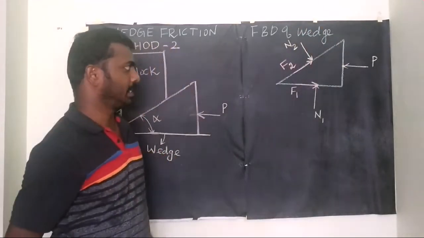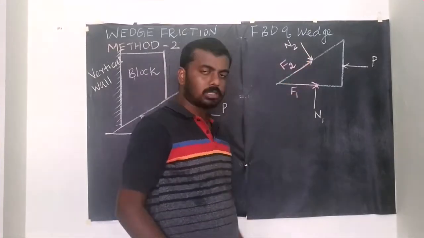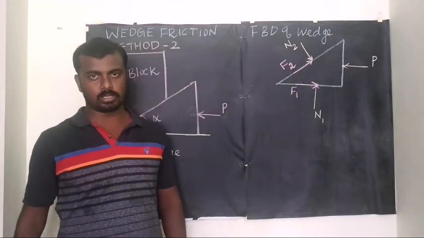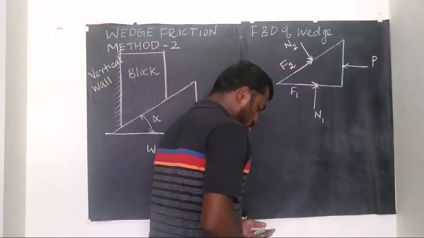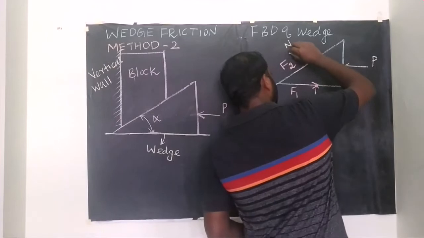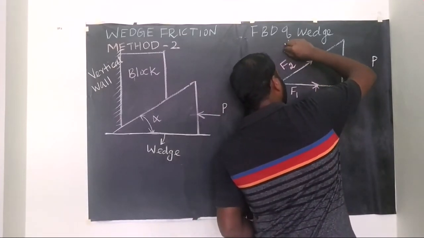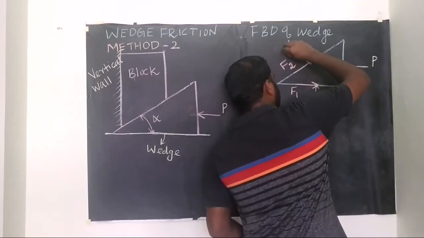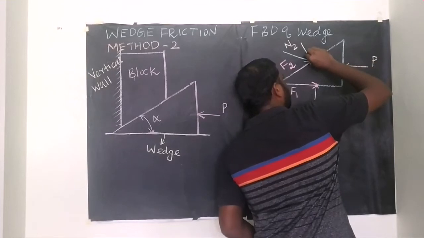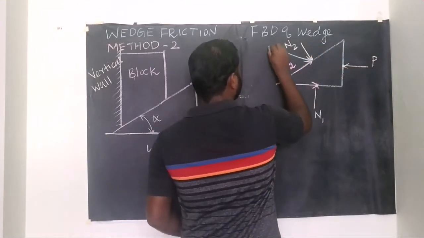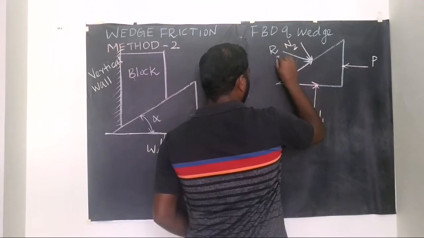Then come to our basics. Now I am going to replace these two forces with one single force. That is called the resultant force. This is my resultant force, which will come in between these two forces. This is the resultant force mentioned by the letter R2.